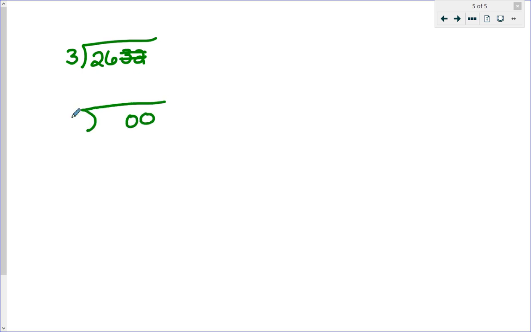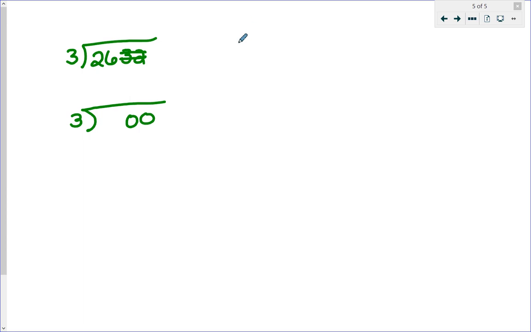But let's take another look. How about if we had 2,632 divided by 3. Okay, there's our problem. Now, the first thing I'm going to do is change those last two numbers to 0. I'm going to keep my 3 over there. Okay, that's the first thing we're doing. Get rid of any numbers over there, make them zeros.